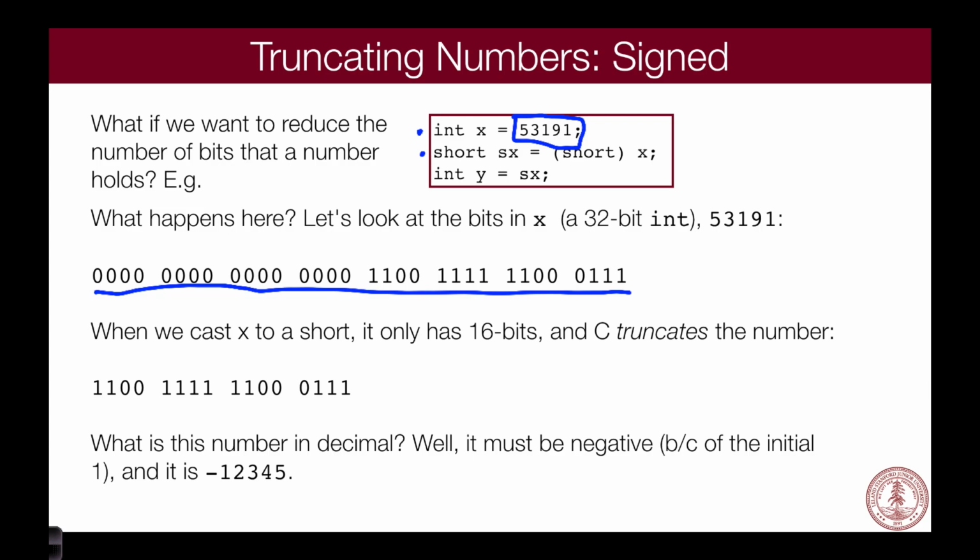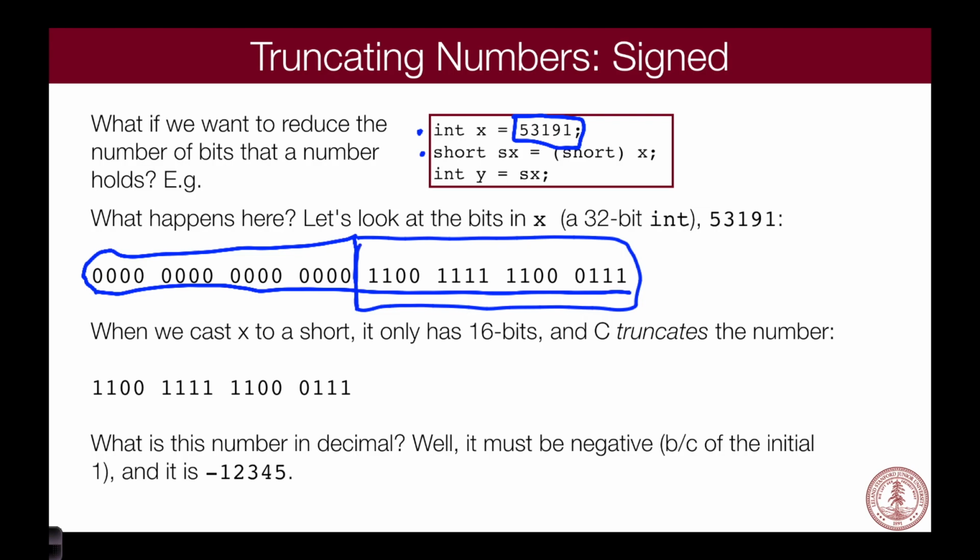So what's happening? Well, if we get rid of the high order bits, luckily they were all zeros anyway, so that actually is the first good thing. But the problem here is that when we convert this number to a 16-bit number, that high bit is 1, meaning it's going to be a negative number. 53191 is too big to fit in the 16-bit number.